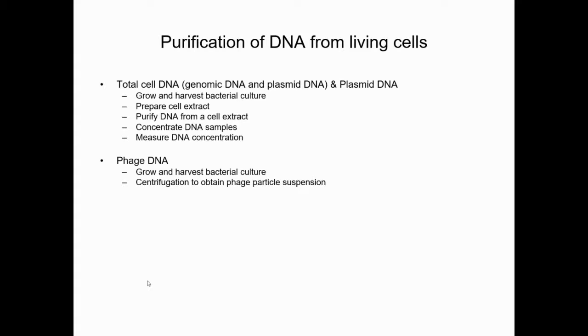For the bacteria cell, you need to grow the cell and then harvest the bacteria culture, then prepare the cell extract and purify the DNA from the cell extract, and then you can concentrate the DNA sample. For phage, you grow and harvest, because you use the phage to infect the bacteria so that they can replicate quickly. So you grow and harvest the culture, then you separate the phage from the bacteria, and then you can isolate the DNA from the phage particle suspension.